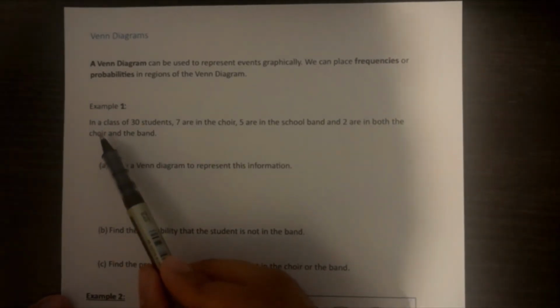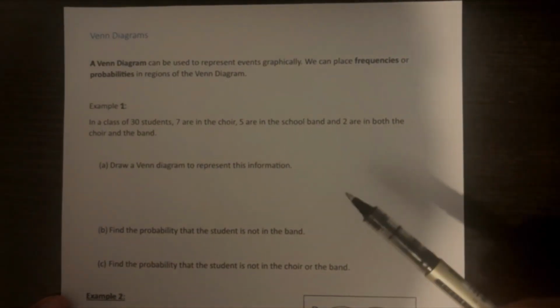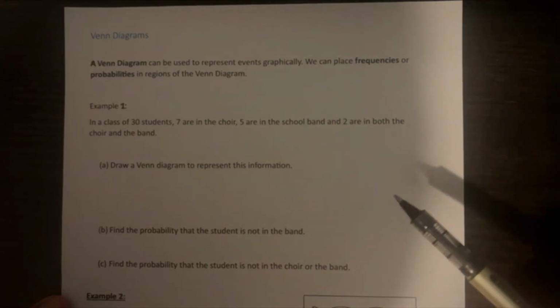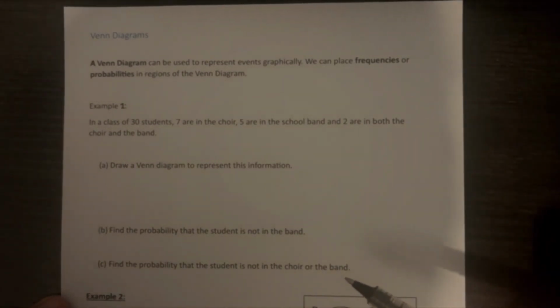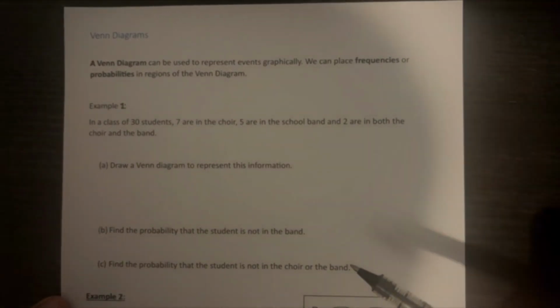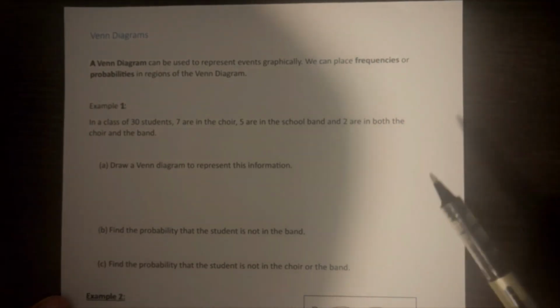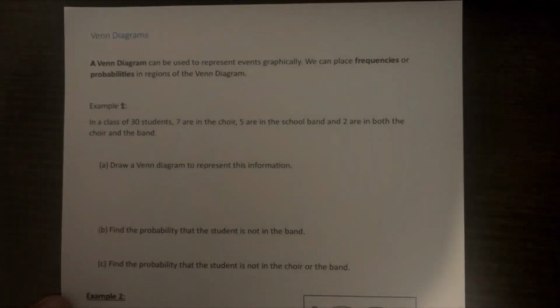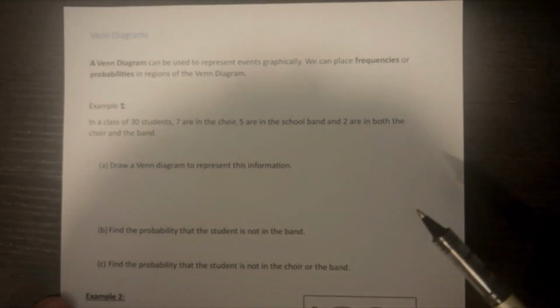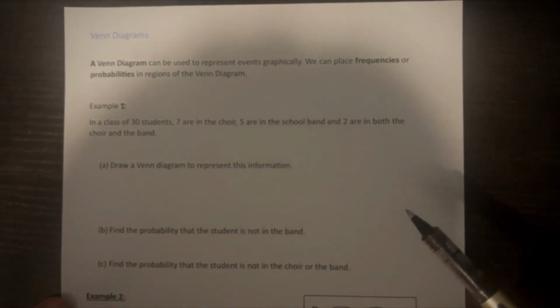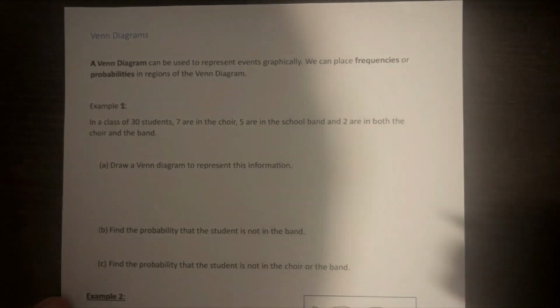So first example. In a class of 30 students, 7 are in the choir, 5 are in the school band, and 2 are in both the choir and the band. So we've got 2 students who are in both. So first thing we're being asked to do is to draw a Venn diagram to represent this information.